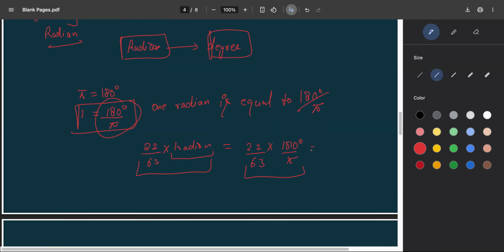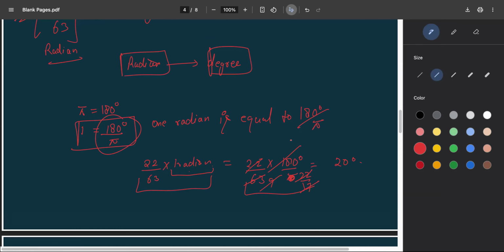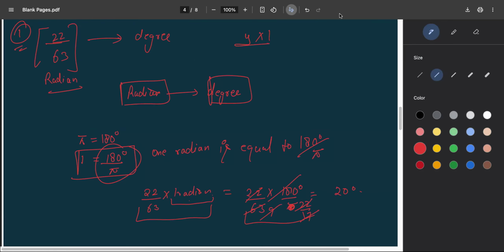Okay. So yes, if you like, you can go further and solve this. Pi can be written as 22 divided by 7. This goes with this. This goes with 9. This goes with 20. So 20 degree will be the answer for this problem. So this is a small unitary method you can use. And one more thing, this unitary method can be used anywhere.